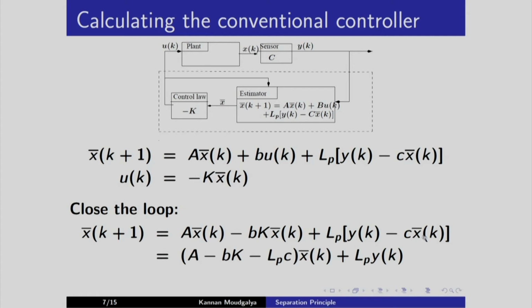So let us group all the x bar terms. We get this A minus BK minus L_P C. Notice that for the pole placement controller we had A minus BK, for the estimator we had A minus L_P C, but now we have a completely different term that has both BK and L_P C. So what are the implications? It will become clear shortly. Next question, what is the dimension of x bar? You can see that it is the same as that of A, that is, it has dimension n.